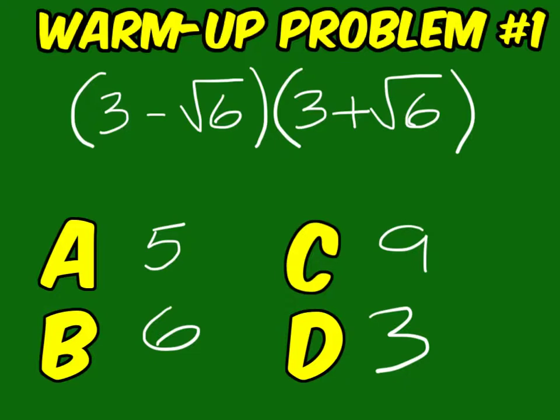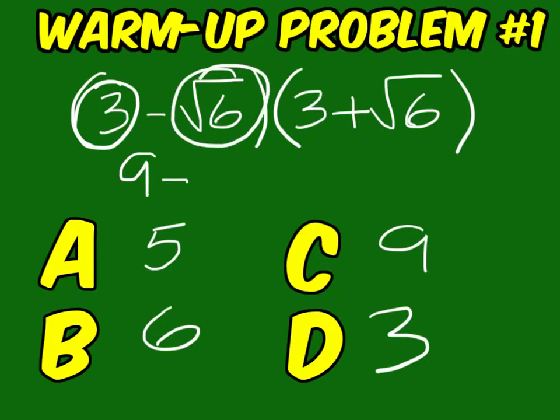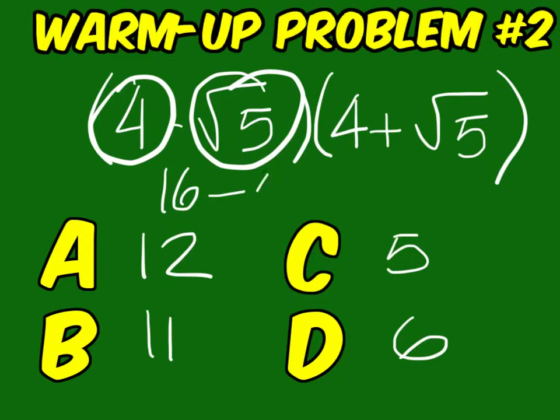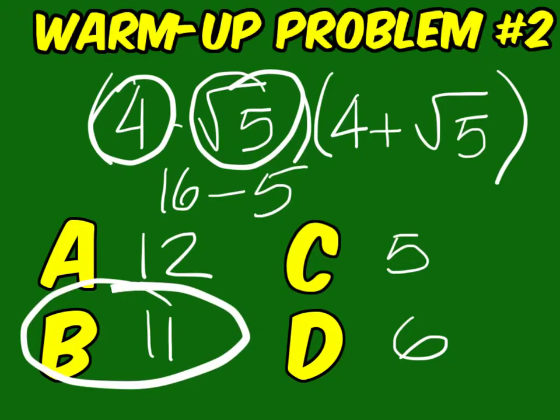On this problem, you square the 3 to get 9 and then put minus. The square of the square root of 6 is just 6. 9 minus 6 is 3. On this one, you square the 4 to get 16 and square the square root of 5 to get 5. Answer should be 11.